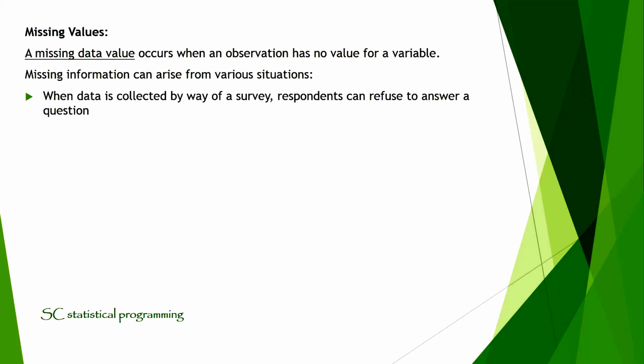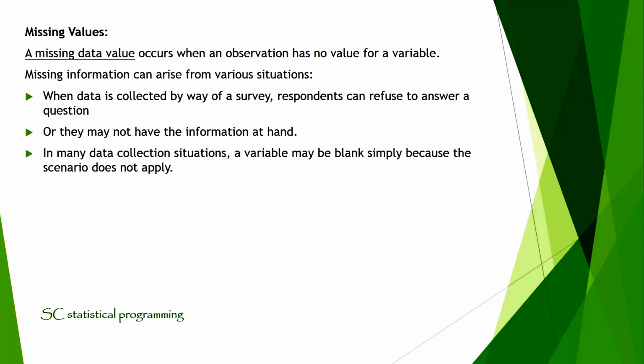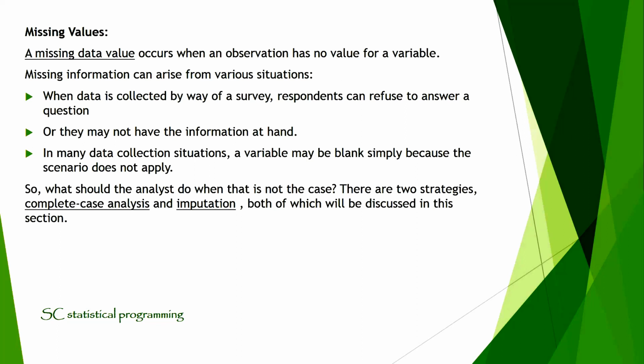When data is collected by way of a survey, respondents can refuse to answer a question, or they may not have the information at hand. In many data collection situations, a variable may be blank simply because the scenario does not apply. So what should the analyst do when that's not the case? There are two strategies: complete case analysis and imputation, both of which will be discussed in this section.